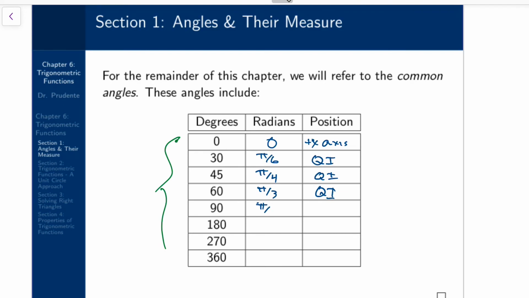90 degrees is going to have a radian measure of pi over 2, and its terminal side will be the positive y-axis. And then 180 degrees will have an angle measure of pi, and it will be the negative x-axis. That's where its terminal side will lie. 270 degrees has a radian measure of 3 pi over 2, and its terminal side position will be the negative y-axis. And 360 degrees, one full rotation, is equivalent to 2 pi radians. Again, its terminal side will be the positive x-axis.